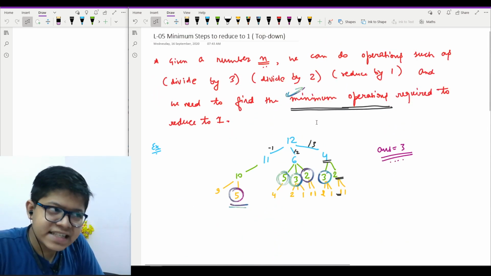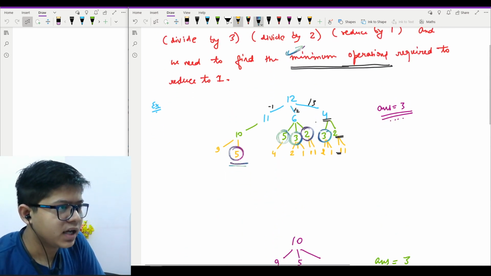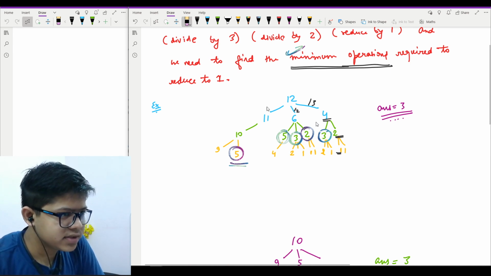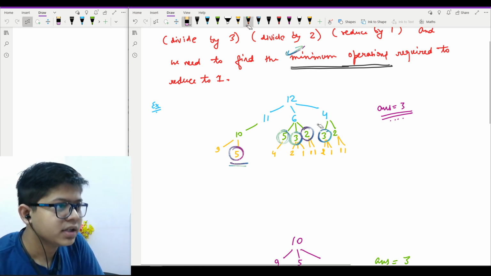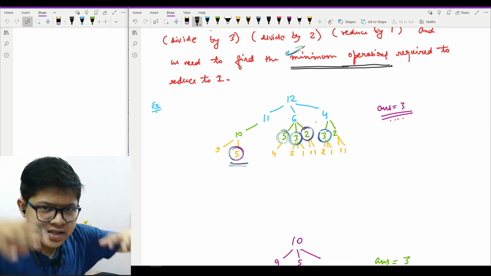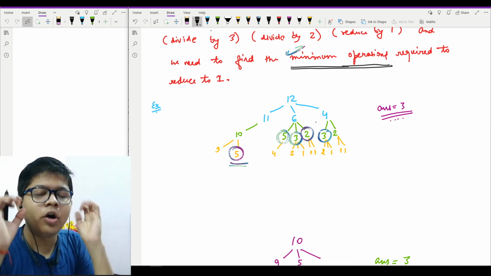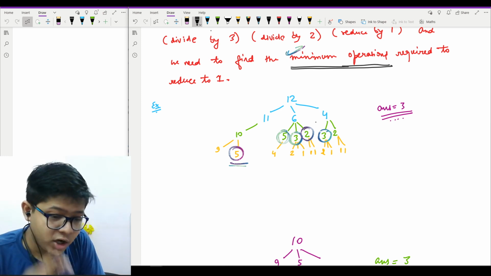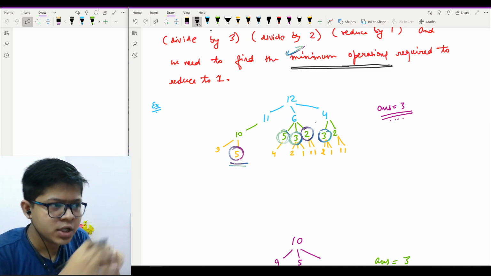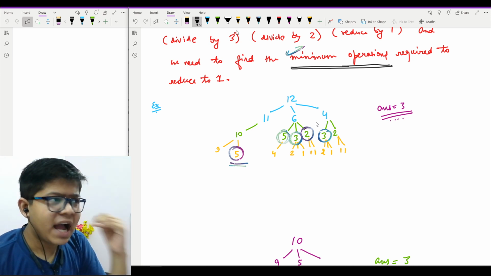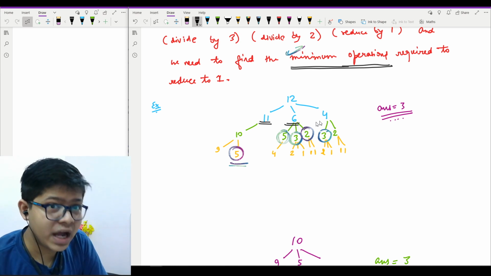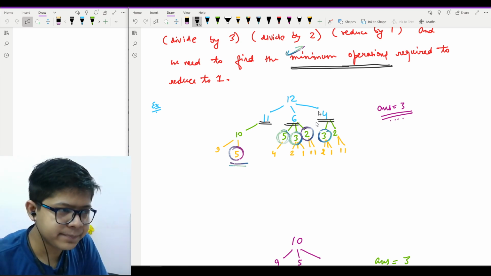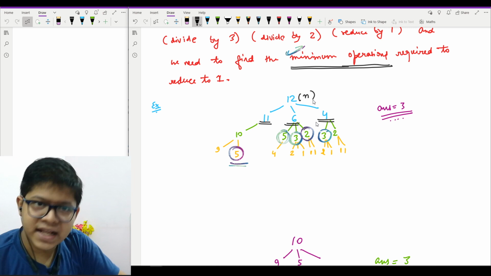See, let's take the example of 12 only. So see, what is a recursive case? Think recursion in the form of a tree. Always I'm saying think recursion in the form of a tree because it will also help you. So let's suppose that I will apply three operations, right? I will reduce by 1, I will divide by 2, I will divide by 3, right? So let's suppose this number is n.